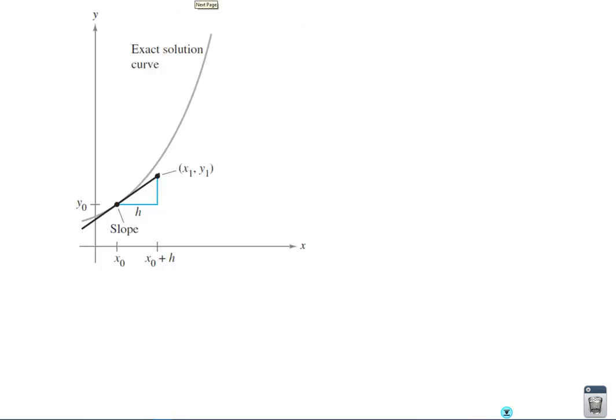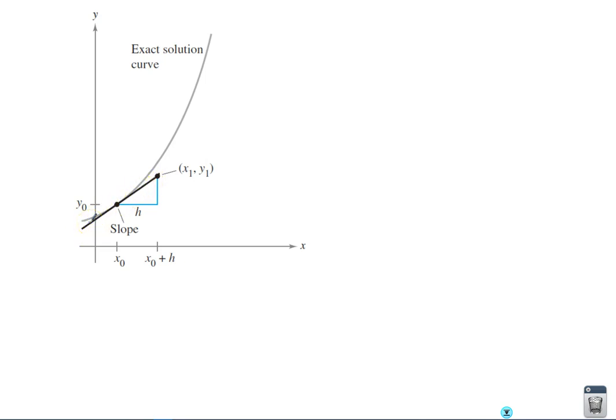Let's pretend for a second that this is the actual curve that I'm trying to approximate. I don't know what it is, but it's there. Like what we started with earlier, I have a specific point that I know, x naught, y naught, and I have an understanding of what the slope is at that point. I don't know what the function looks like, but I know what the slope is. So what I do is I create my tangent line.